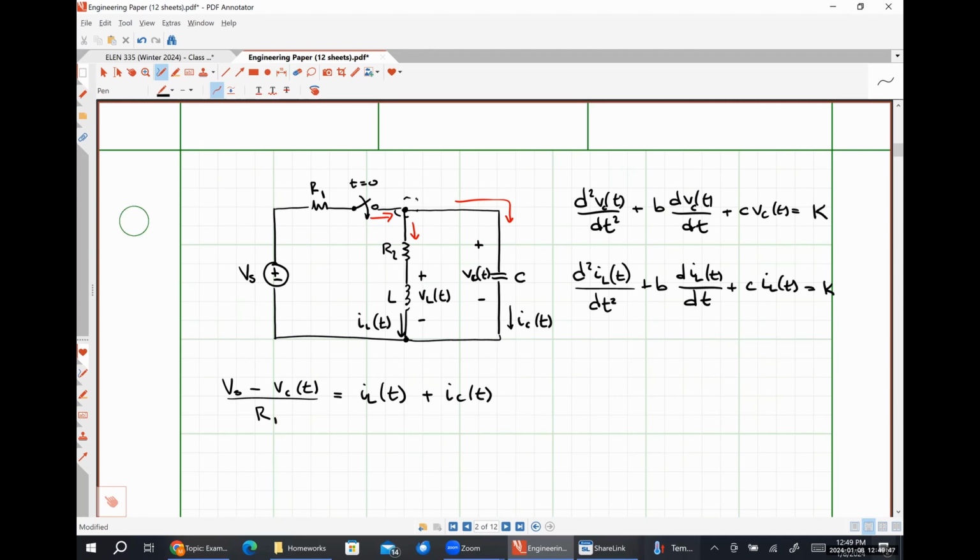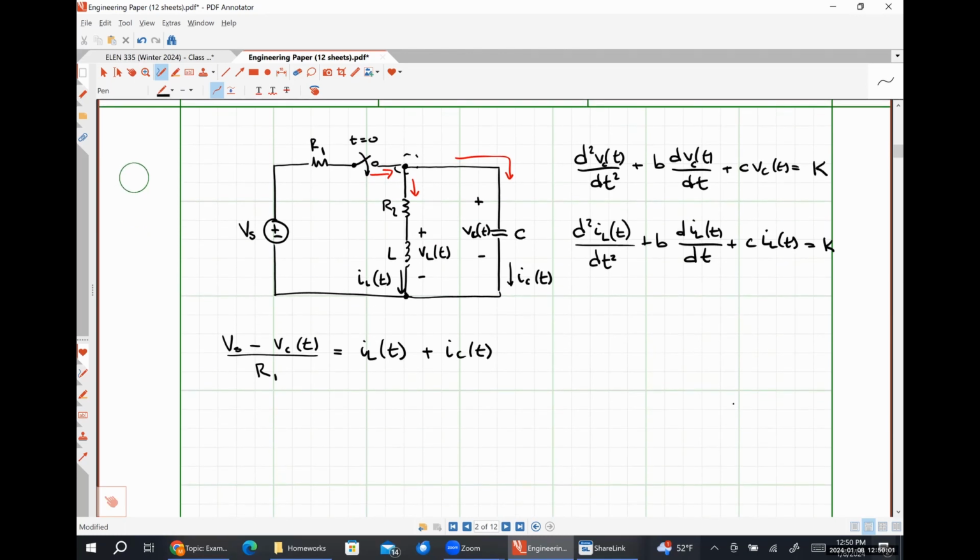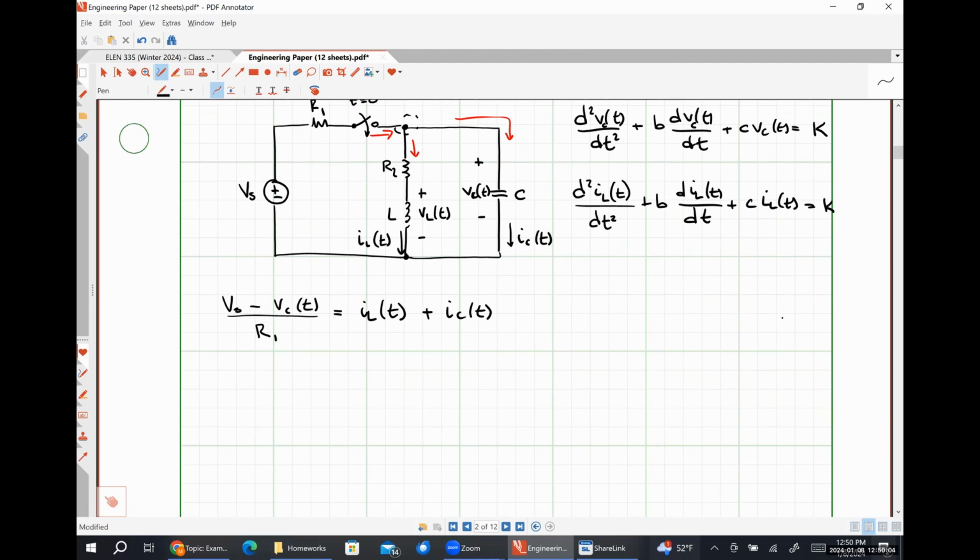Since I want things only in terms of my capacitor voltage or my inductor current, I'm going to choose to represent my capacitor current as a function of capacitor voltage, right? I'm also going to rearrange some things here really quickly. So I might say that IL of t would be Vs divided by R1 minus Vc divided by R1. I'm just splitting that fraction up into smaller parts.